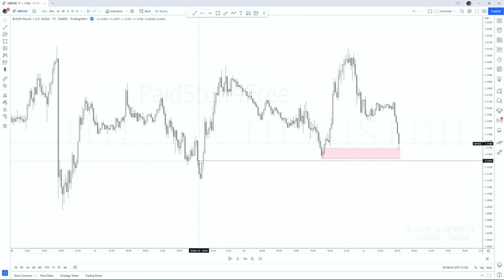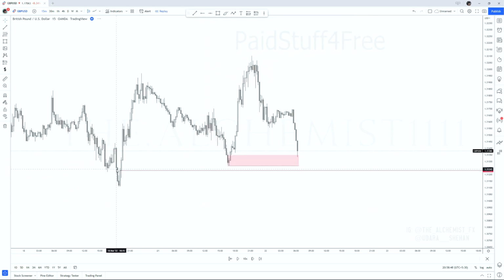I'm not going to take this 4-hour rejection block and then move it all the way down here. No, that's too much. Just a slight refinement. Okay, just a slight refinement. So you can buy it with your stop loss below the 50-minute rejection block.